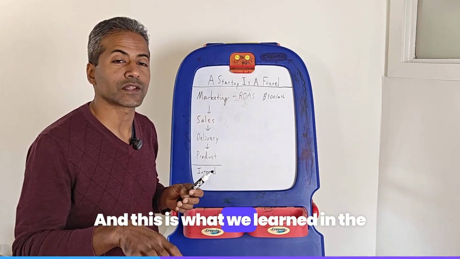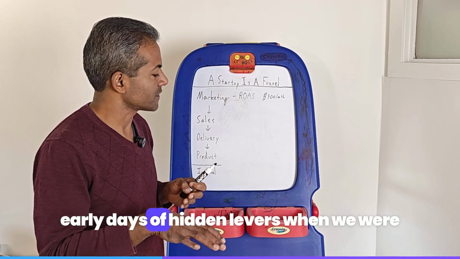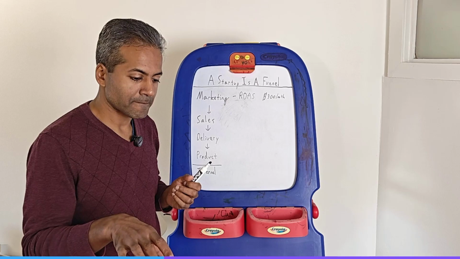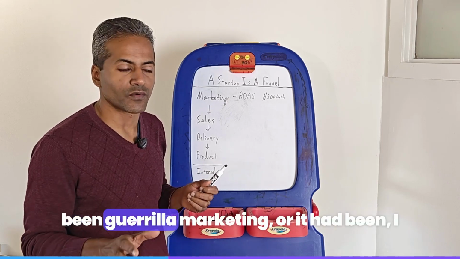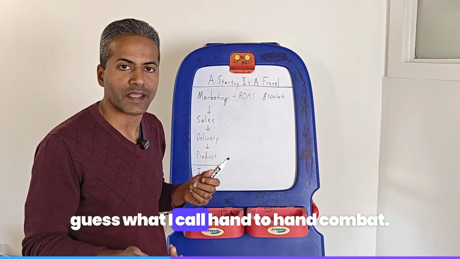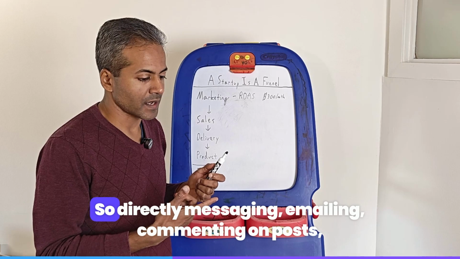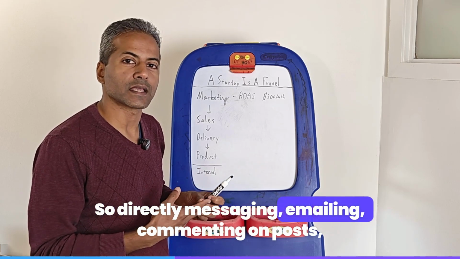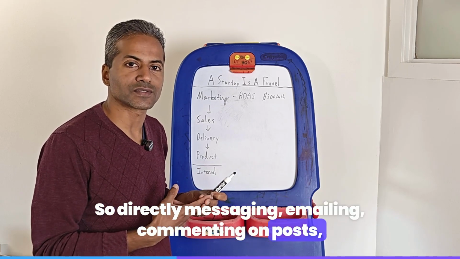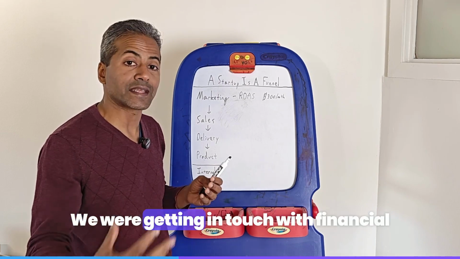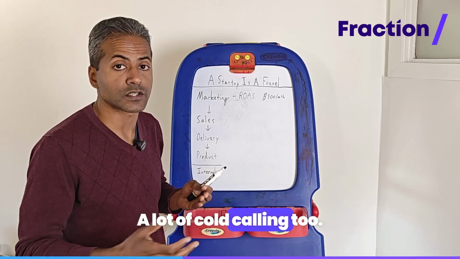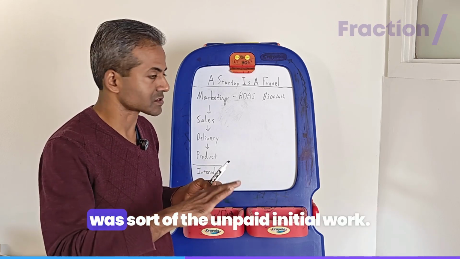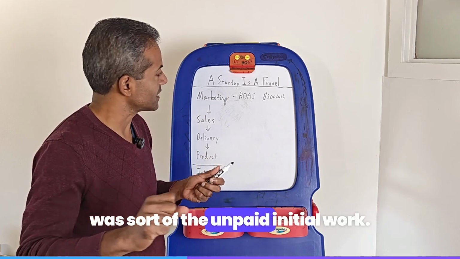And this is what we learned in the early days of Hidden Levers when we were just starting to spend money on marketing. So up until that point, it had all been guerrilla marketing, or what I call hand-to-hand combat. So directly messaging, emailing, commenting on posts, doing all that sort of stuff. We were getting in touch with financial advisors because those were our customers. A lot of cold calling too. So all of that form of outbound was sort of the unpaid initial work.